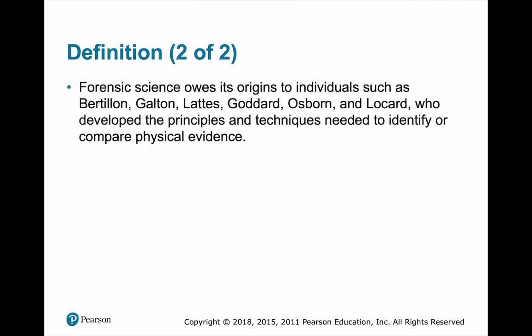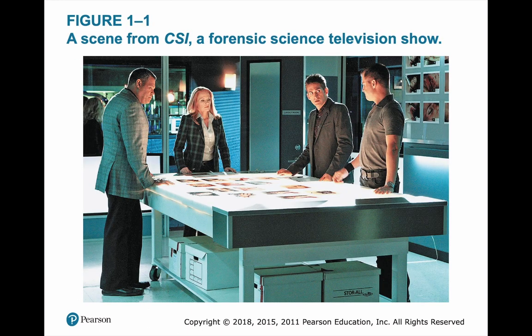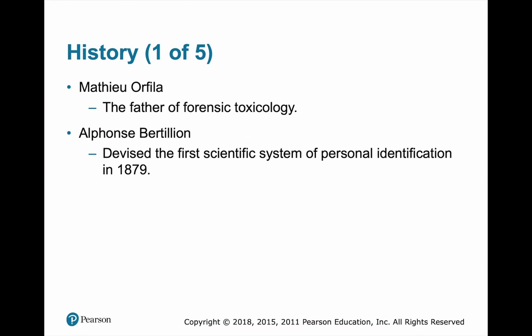So we have some forensic fathers, and some of these people that we'll go through are Bertillon, Galton, Lattes, Goddard, and so on. And so these people sort of helped create what we have today as the forensic crime labs. So we have Orfila as the father of forensic toxicology. Bertillon devised the first scientific system for personal identification.